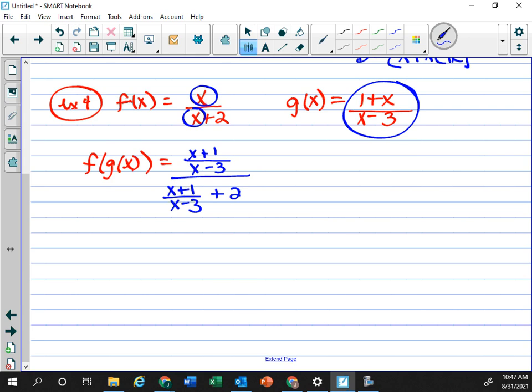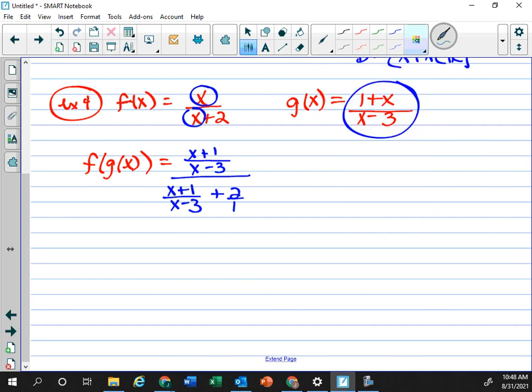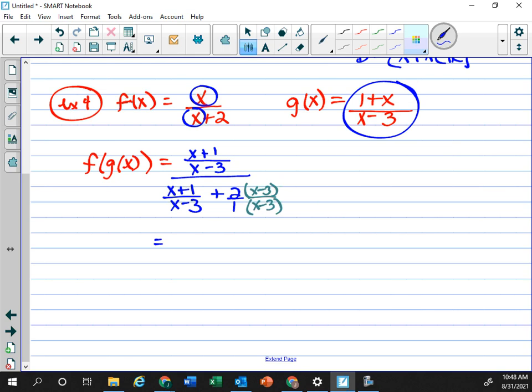I'll put the 2 over 1. We can't just right away go, oh, I'm going to flip things and multiply, because I don't know how you would flip that denominator when there's a plus in between your fractions. It's not going to work. So I need a common denominator down here. It would be x minus 3. All right, so I've got x plus 1, or 1 plus x, doesn't matter, over x minus 3 over x plus 1 plus 2x minus 6 all over x minus 3.